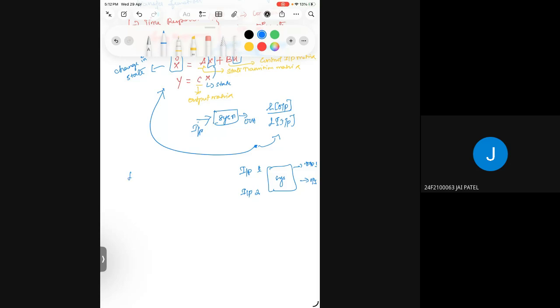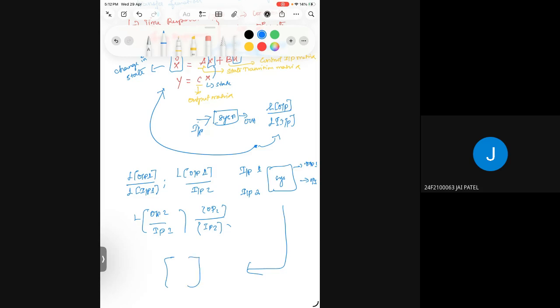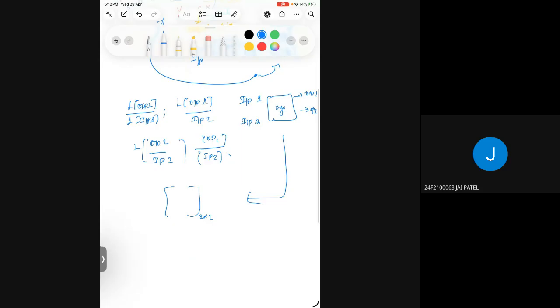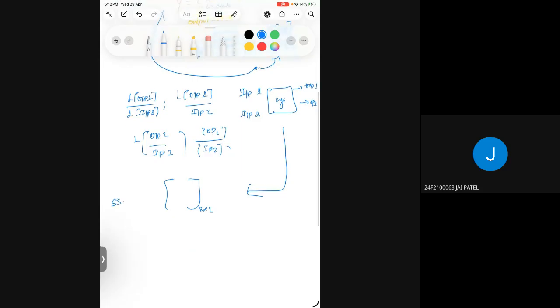If you want to write this in a transfer function, you would need four different transfer functions. For example, Laplace of output 1 by Laplace of input 1. Similarly, Laplace of output 1 by input 2, Laplace of output 2 by input 1, and output 2 by input 2. So it's four different transfer functions you would need in case of representing the same system in transfer function, whereas you can represent this in terms of a 2 cross 2 matrix in a state space representation. That's why I'm saying state space is more flexible than transfer function.